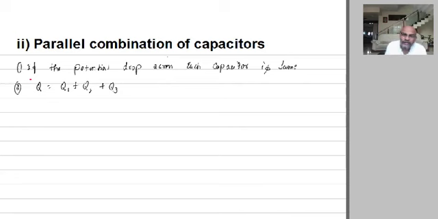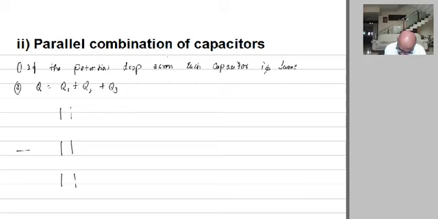You will better understand how this works. Why the potential drop across each capacitor is same, and why the total charge is equal to the sum of the charges on the individual capacitors, you will understand in a simple way. Now let us consider three capacitors. Say here we have got one capacitor, one more capacitor, one more capacitor.